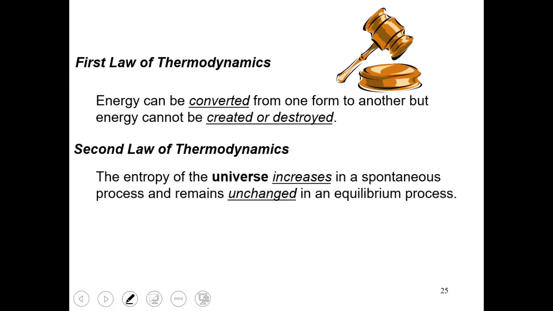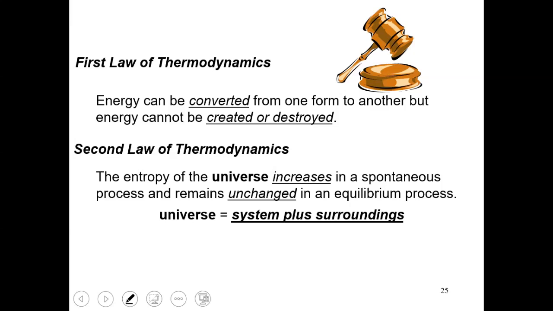The entropy of the universe increases in a spontaneous process and remains unchanged in an equilibrium process. Okay, notice that we are saying that there is an increase in entropy for a spontaneous process, but it's the entropy of the universe, not necessarily of the system. And this adds another clause that says that for an equilibrium process, the entropy remains unchanged. Entropy of what? Of the universe. Remember that the universe is the system plus the surroundings.